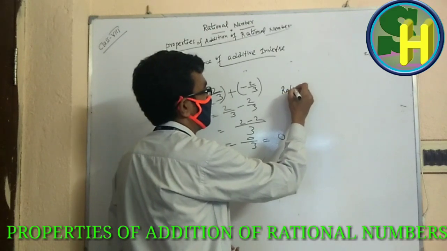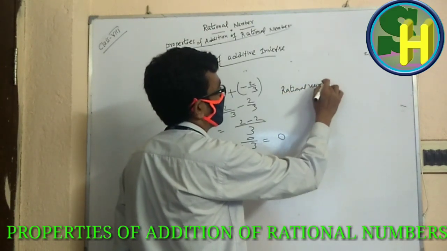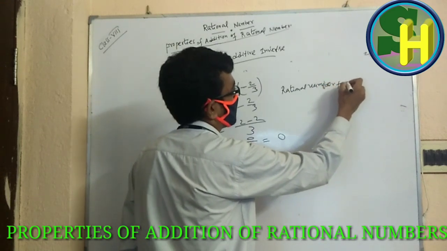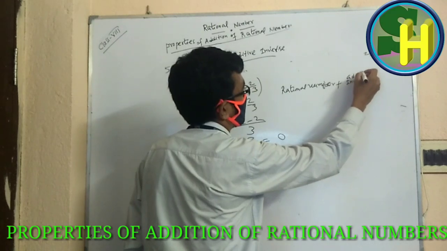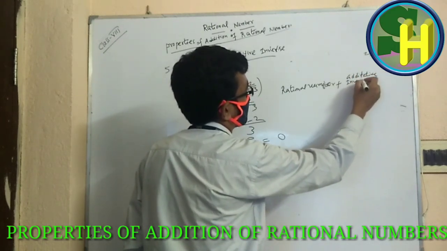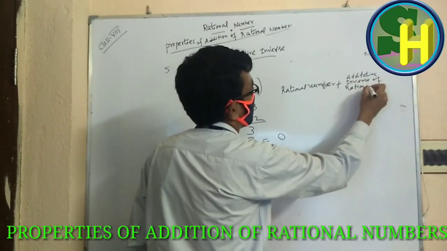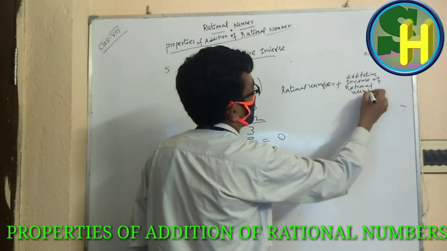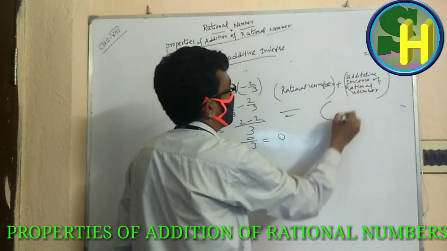A rational number plus the additive inverse of a rational number, both equal to 0.